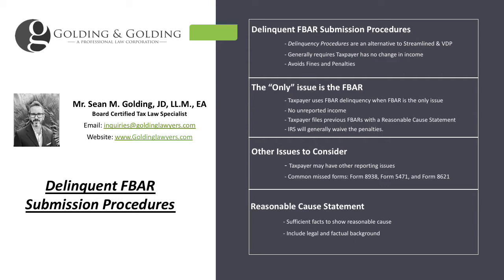Now, when the FBAR is the only issue and there's no unreported income, there are some alternatives to the more common programs you may have heard of: the traditional voluntary disclosure program, the streamlined foreign offshore procedures, and the streamlined domestic offshore procedures. It's called the delinquency procedures. It's called delinquent FBAR submission procedures if it's just the FBAR, or delinquent international information return submission procedures if there are other international forms as well. We'll discuss that in a moment.